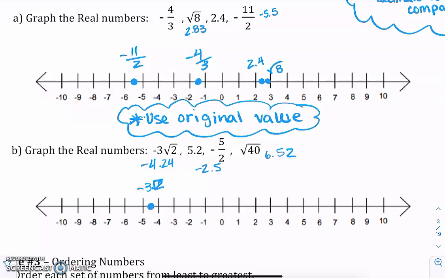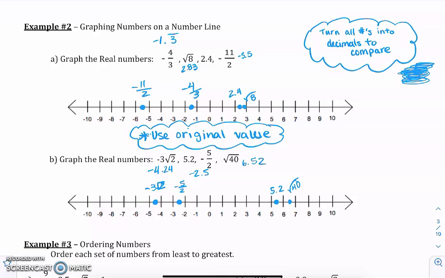All right, then we've got 5.2, so that will be in between 5 and 6. -5/2 is -2.5, so in between -2 and -3. Use the fraction it gave you. And then square root of 40, 6.52, so in between 6 and 7. But use the square root of 40, not the 6.52.